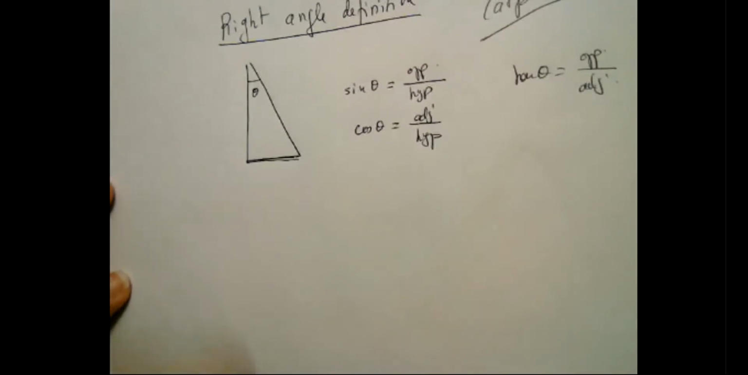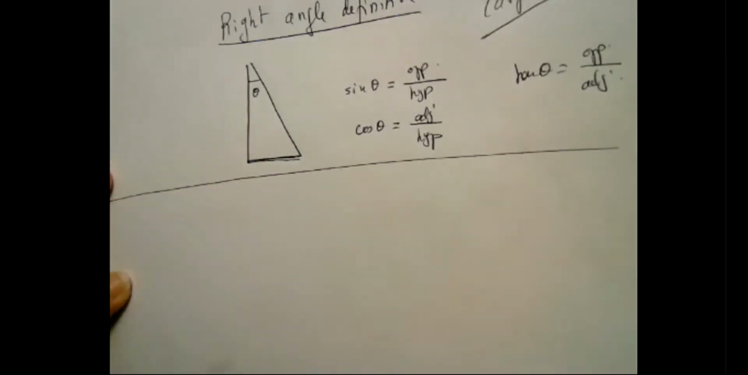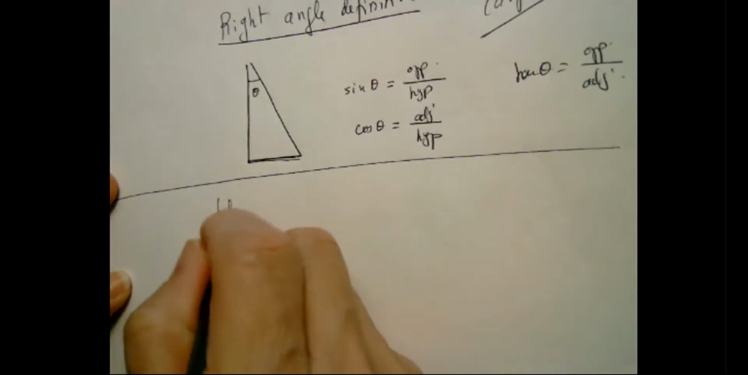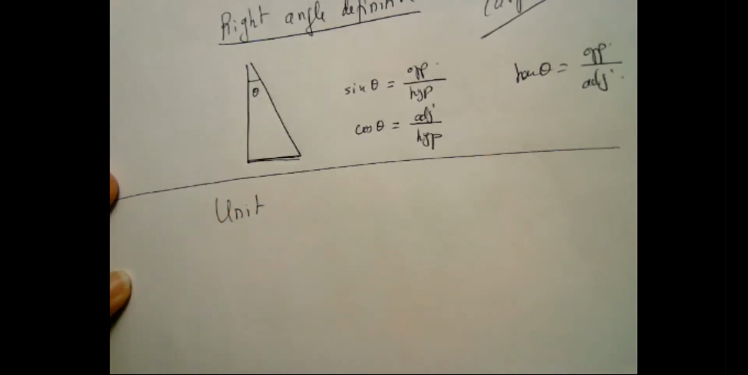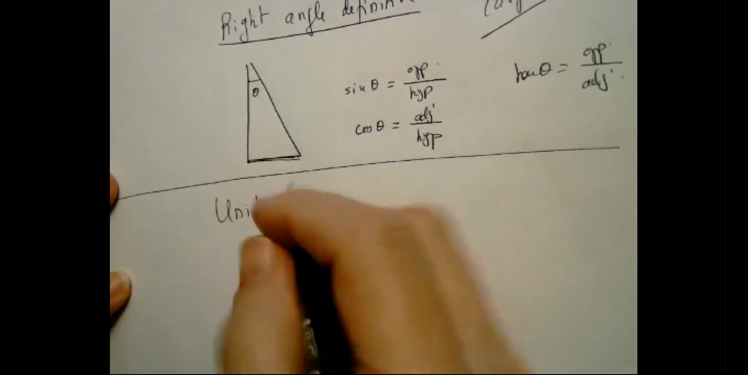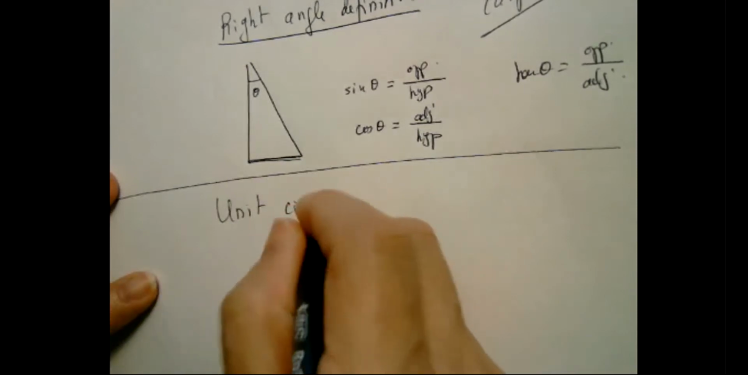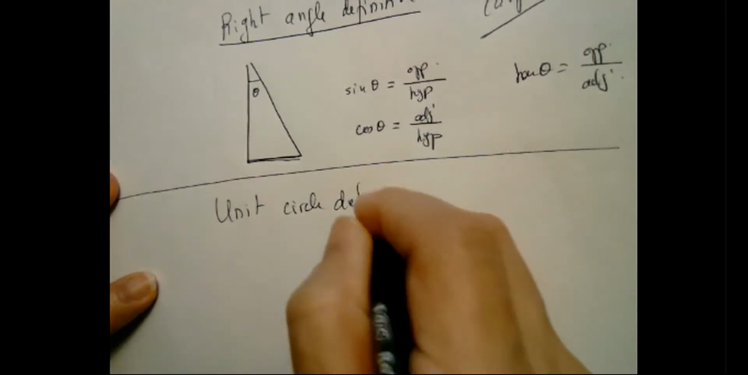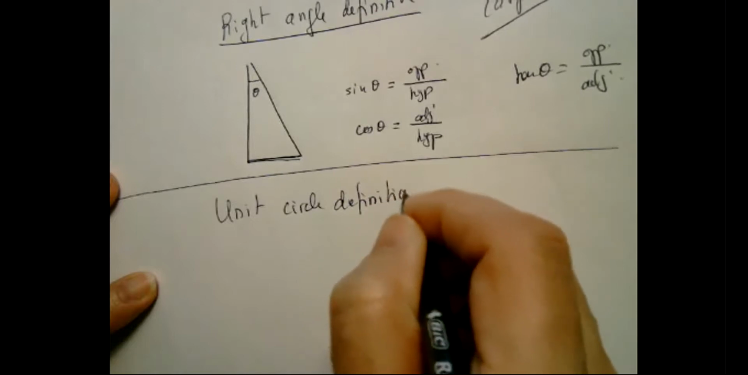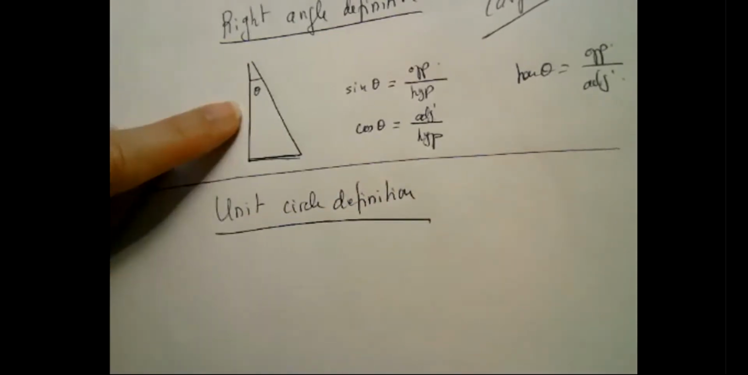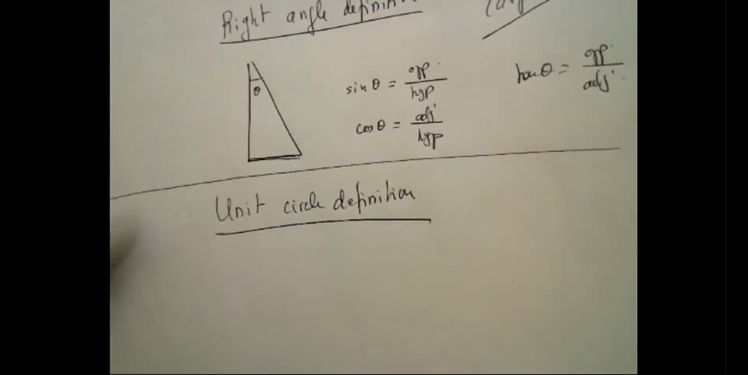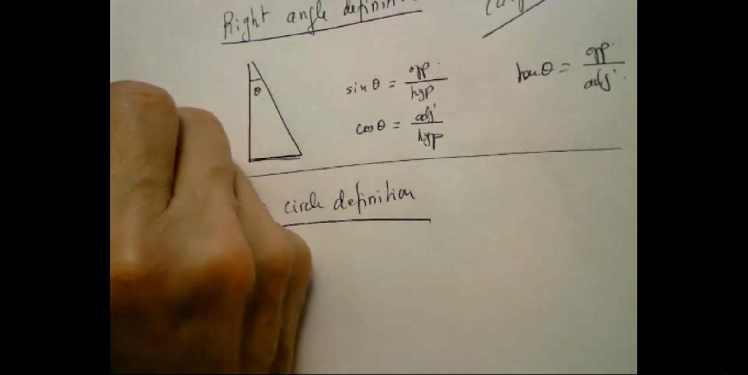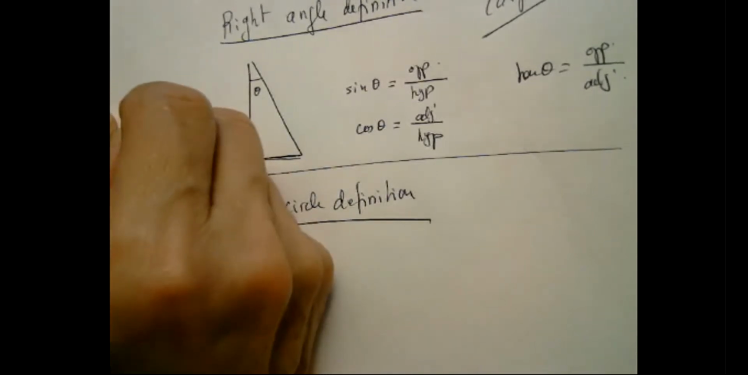Okay. Now, the definition we will use is what's called the unit circle definition. And let's see here. In the right angle definition, if I tell you what is the sine of, I don't know, let us say 100.